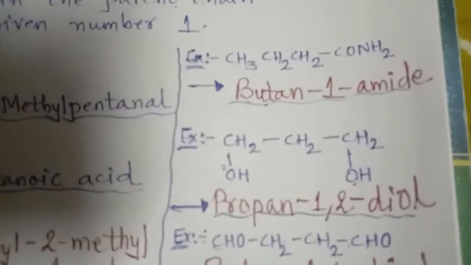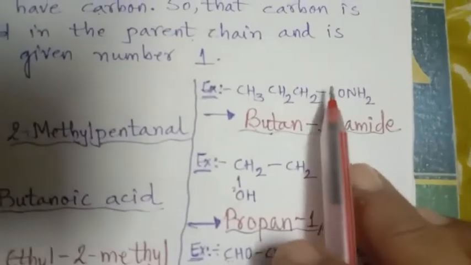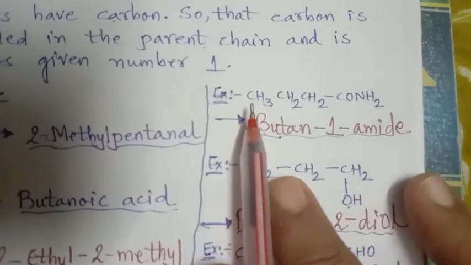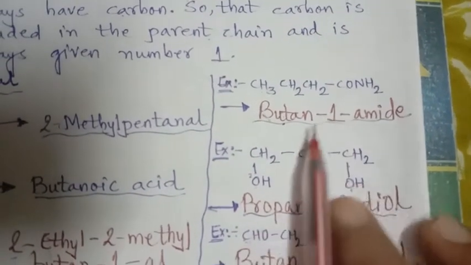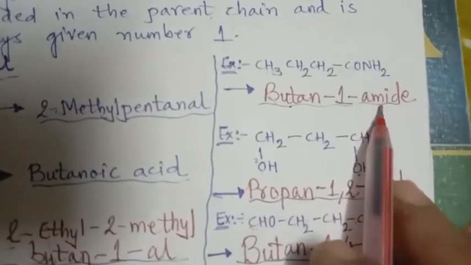You can see CONH2 starts from this side. So 1, 2, 3, 4. Again 4 carbon. And first carbon is having attachment of amide group. So butane 1 amide. Clear?